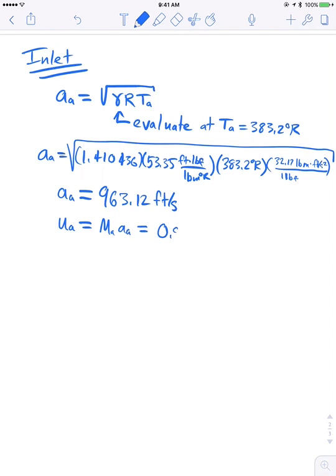And so our air speed is just, of course, the Mach number times the speed of sound. So 0.87 times 963.12 feet per second. And so we'll have an inlet velocity of 837.92 feet per second.